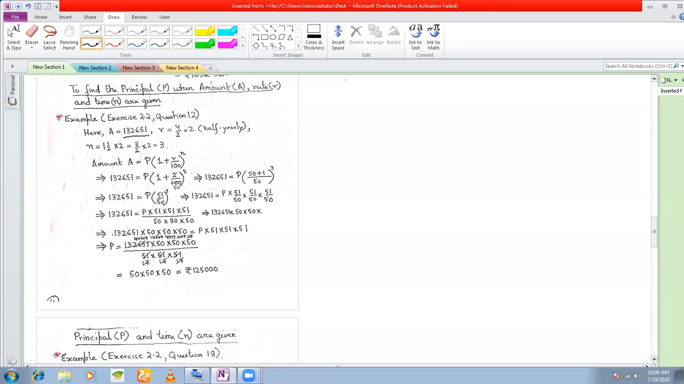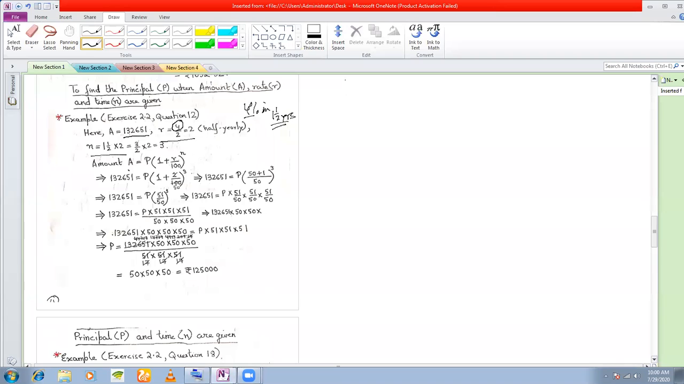amounts to 1,32,651 at 4% per annum in 1.5 years. And it is said that the interest is compounded half yearly or semi-annually. So you need to divide the rate by 2 first, and you need to multiply the time by 2. So 1.5 has been multiplied by 2. Rate 4 has been divided by 2.